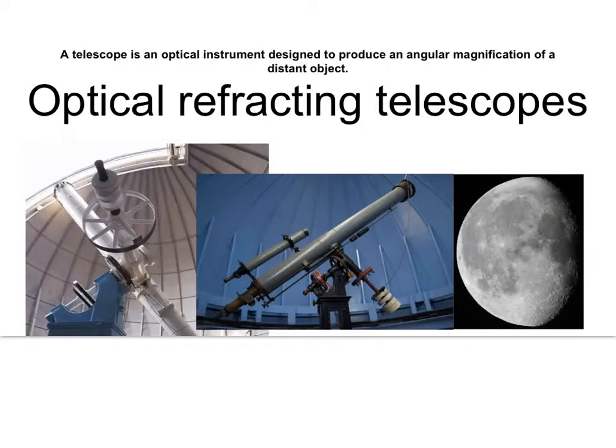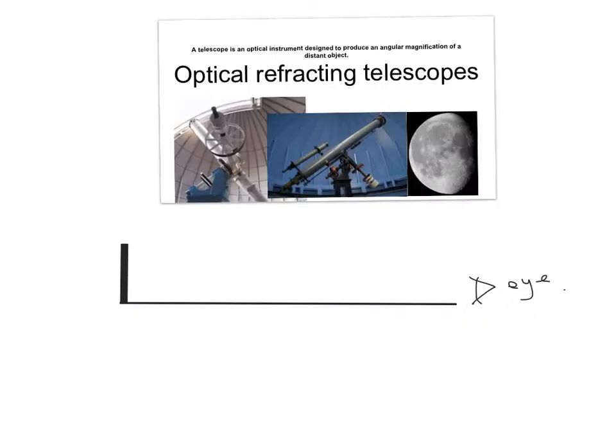So this lesson is about the optical refracting telescope. Now, by definition, it's an optical instrument designed to produce an angular magnification for a very distant object. Now, before we proceed, I'm just going to review this idea of angular magnification.